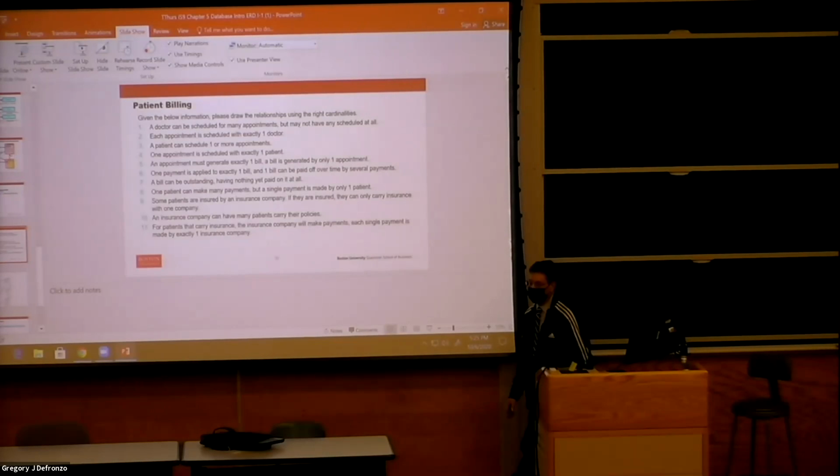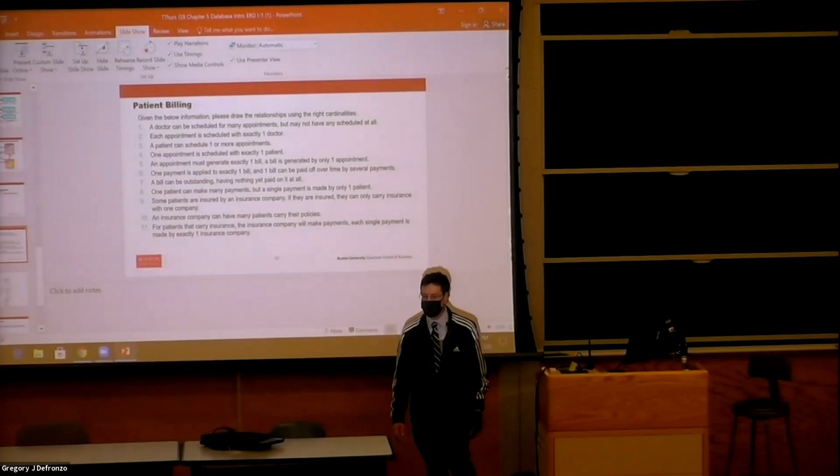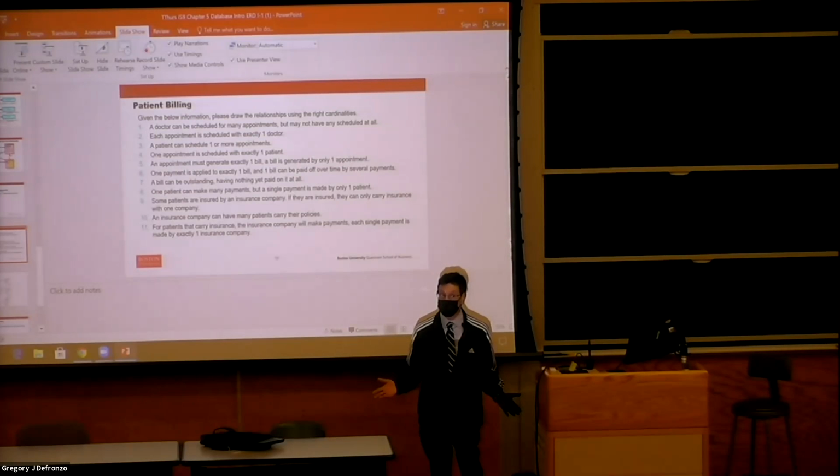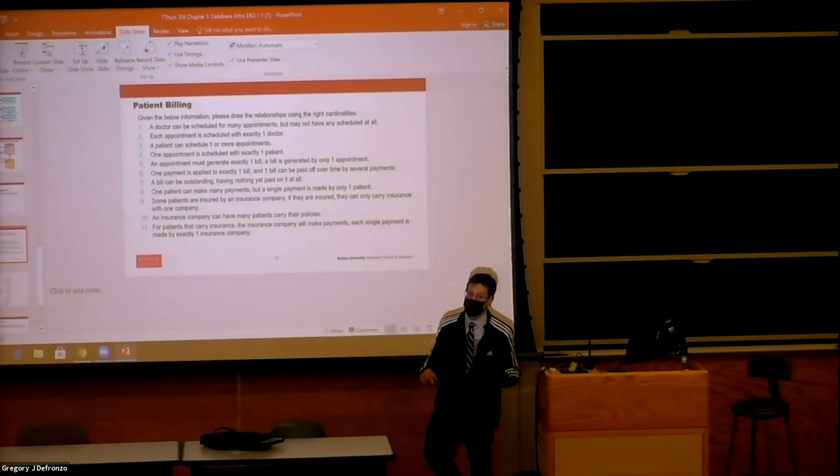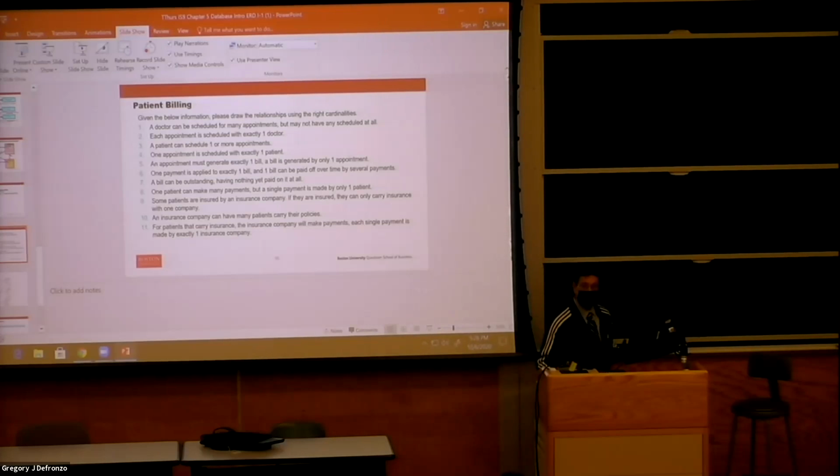Yeah, so you could interpret that as, the minimum could be 1 or 0. But you have to reflect the ability to schedule many. Because if you do it as 1 and only 1 or 0 and 1, that means the patient can only schedule one appointment and then they're kicked out of the system. Wait, sorry, can you repeat that again?